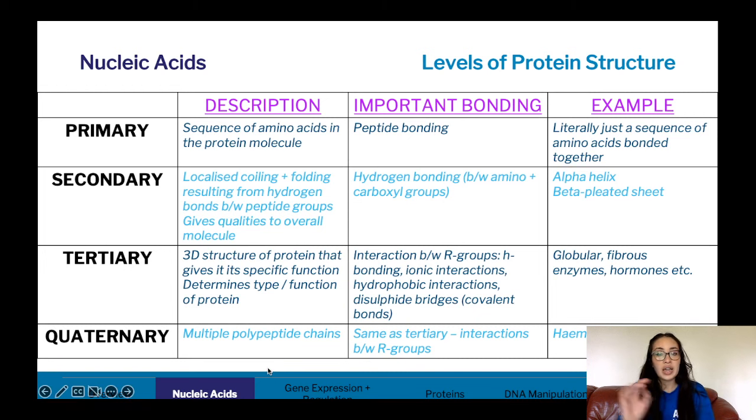Quaternary structure is when you've got several polypeptide chains joined together. A group of four of them gives rise to hemoglobin, which is the oxygen carrier in your blood. And so that's a quaternary protein. It's got several polypeptides joined together.